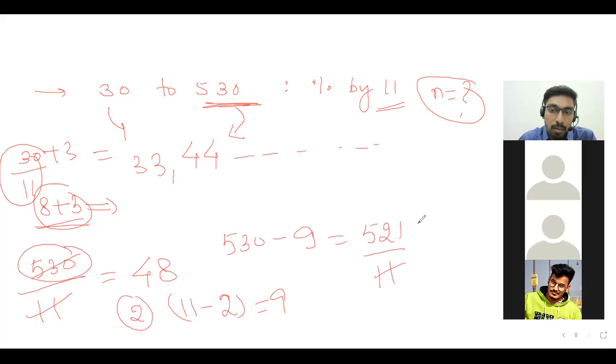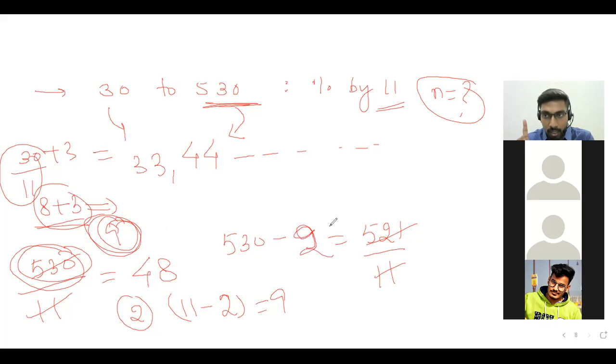And when you divide it by 11, what will you get here? 11 fours are 44. Just 1 minute, I wrote something wrong here. 11 fours are 44. Okay. So for 530, 9 is a remainder. So you have to subtract only the 2 value here, not 9. Basically 2. Okay, I got it.